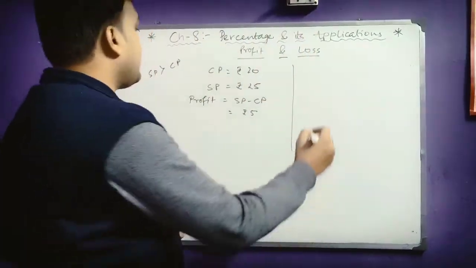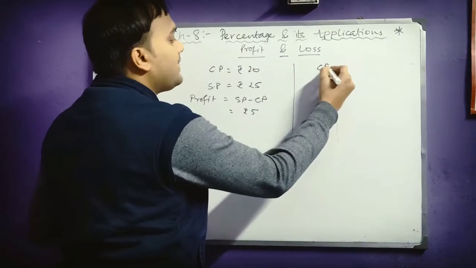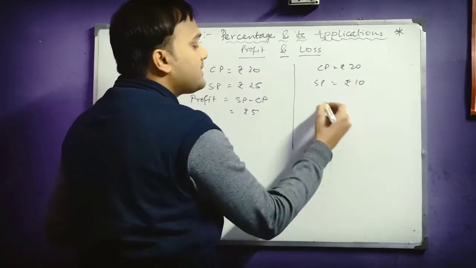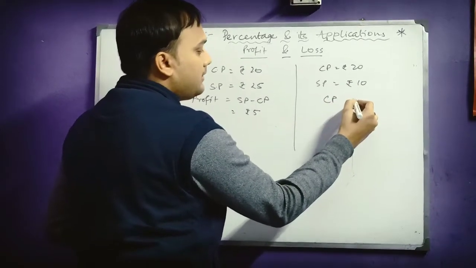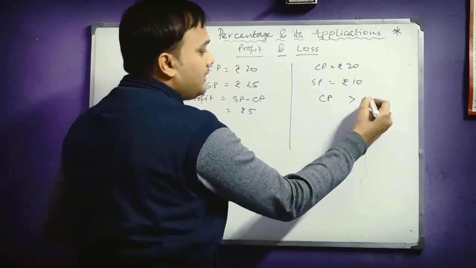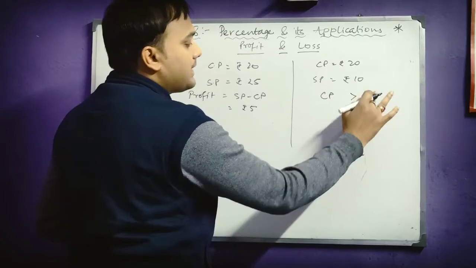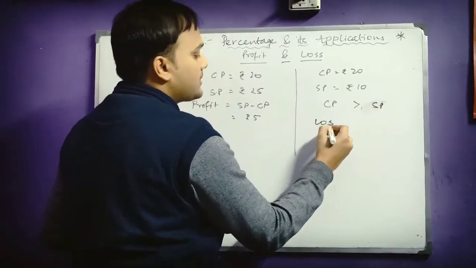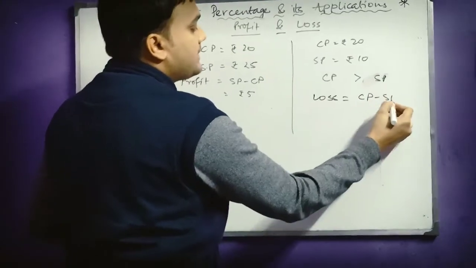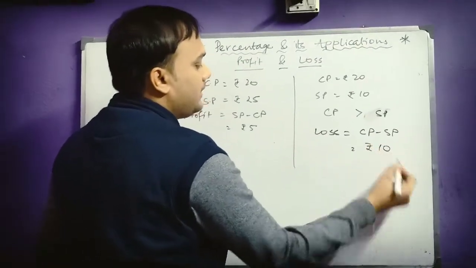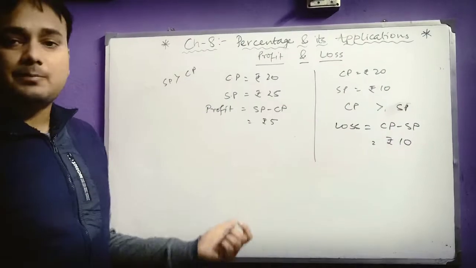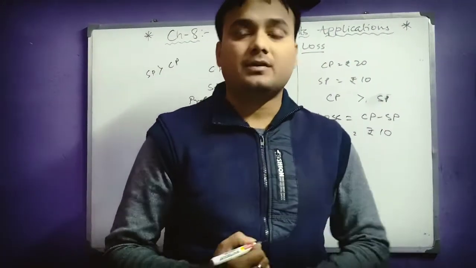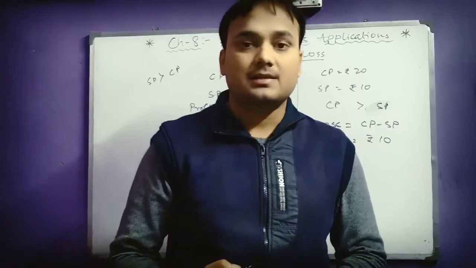That means here you will see the loss will be, see, CP is rupees 20 only and I have sold the pen with rupees only 10. Then you see that CP is greater than SP. Then we will understand that this is nothing but a loss here, and loss will be equals to CP minus SP, that is rupees 10. Okay, so it all depends upon the cost price and selling price. If selling price is more than cost price, profit. If cost price is more than selling price, then loss.